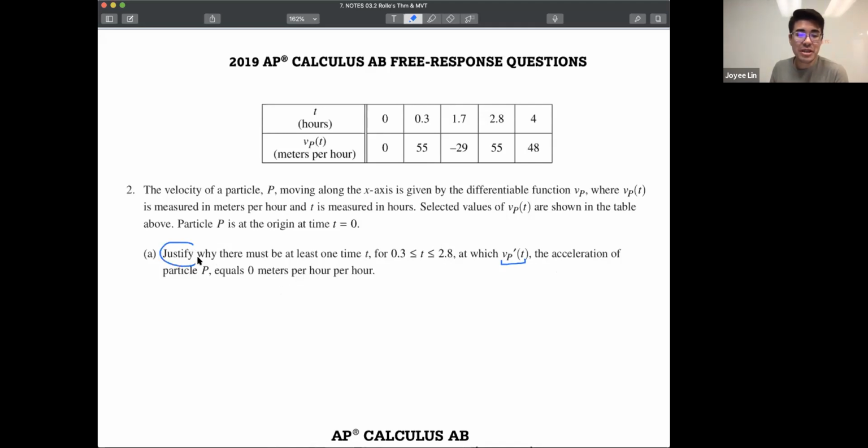Right, so when you see justify, you should think that you're probably going to use IVT or MVT / Rolle's theorem. And then which one do we use? Well, we use IVT when they're talking about the value of the function given. And then we use MVT when they're talking about the derivative of the function given. All right, so here we're going to use mean value theorem.